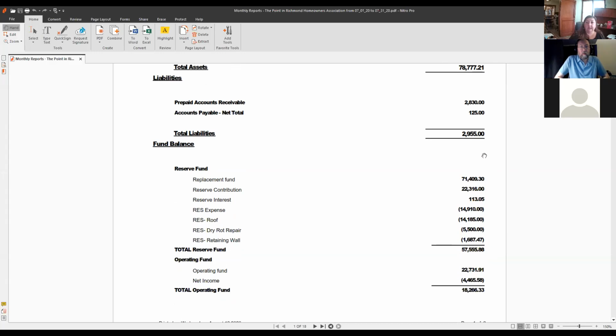The next category, again, is our reserve fund activity. What this is, it's kind of like having the reserve income and expense report on the balance sheet, which is kind of different.